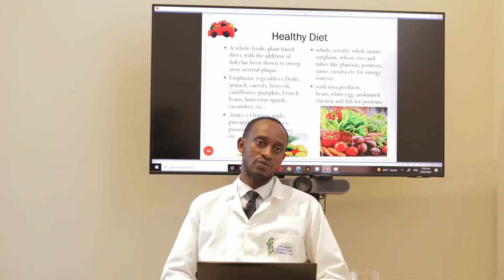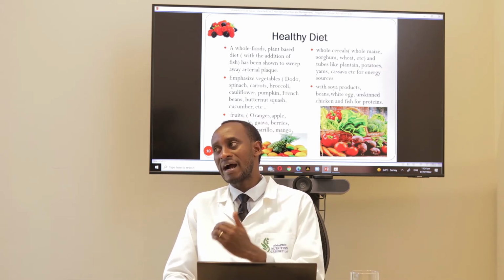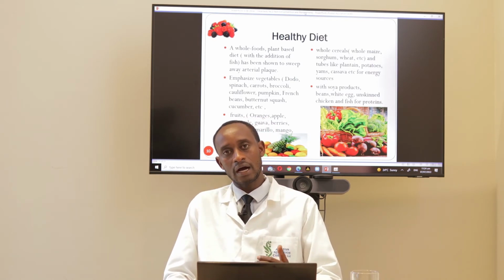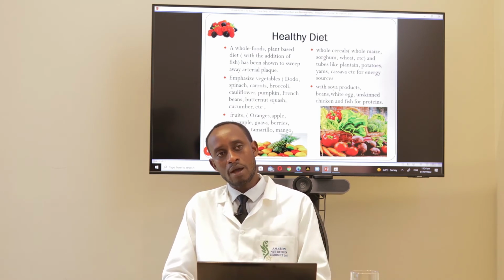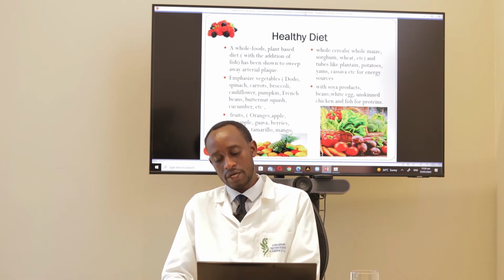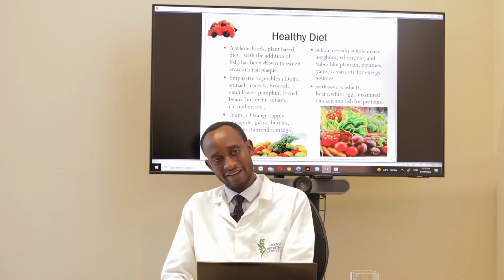These are all the varieties of vegetables that people normally have in their backyards and kitchen gardens, and they can even afford to purchase them. Remember, these foods are very rich in vitamins, rich in mineral salts, and rich in fibers that can contribute to sweeping away plaque from the arteries.